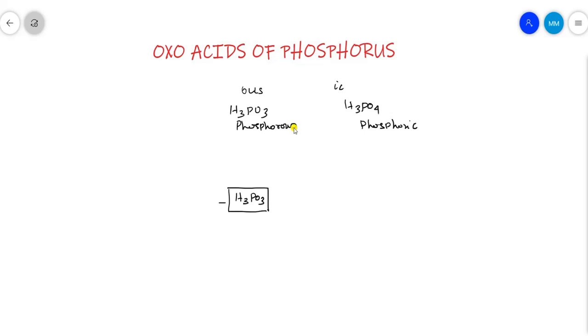Then for the composition, one oxygen atom is removed, giving H3PO2. What's the name? The molecular formula minus oxygen is called hypo. Molecular formula plus oxygen is peroxo. Molecular formula minus H2O is meta. Twice the molecular formula minus H2O is pyro. So it is hypophosphorus acid.